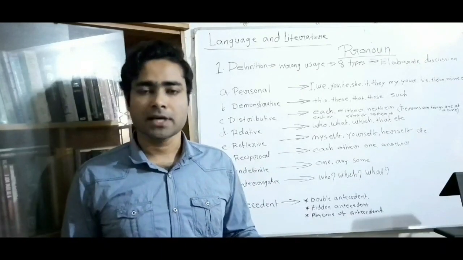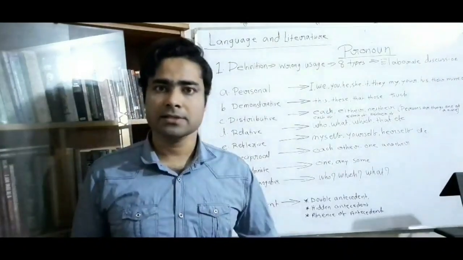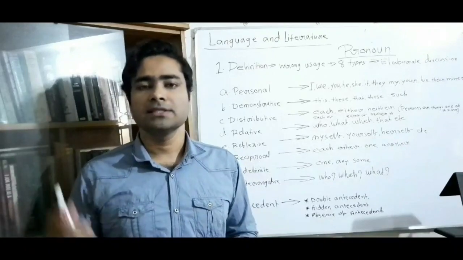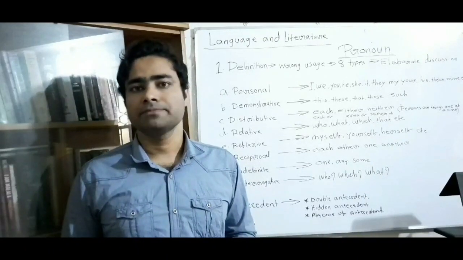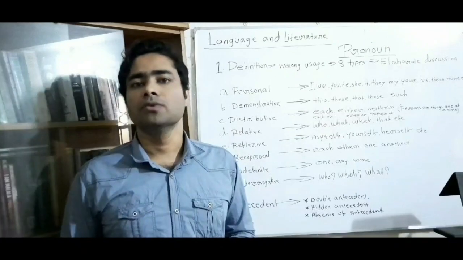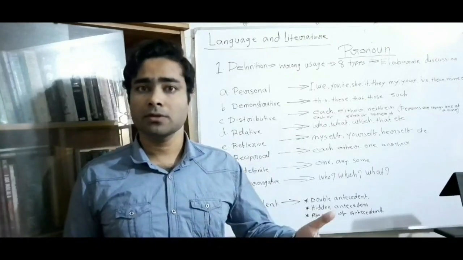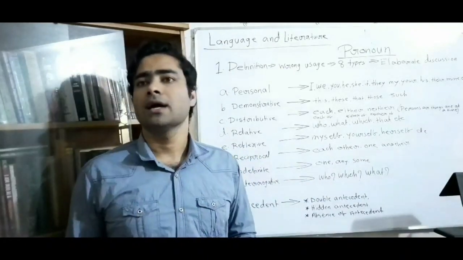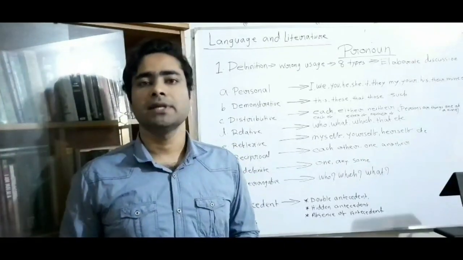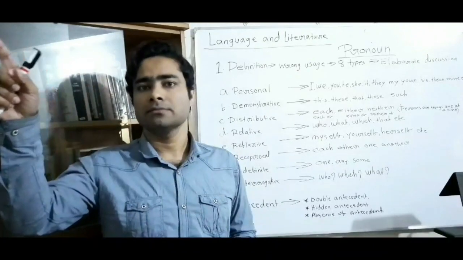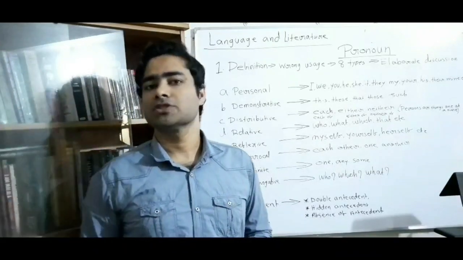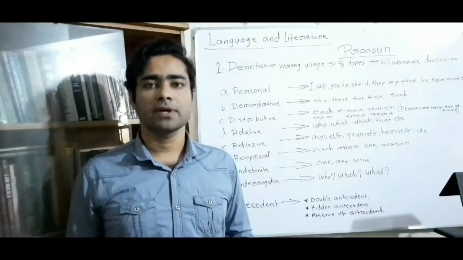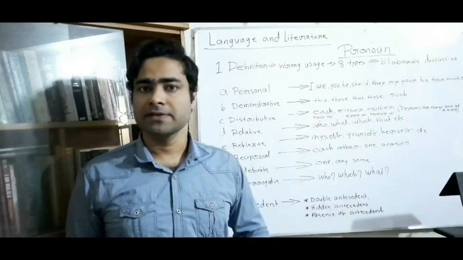When we want to refer to someone or something which is or are near us, we use this or these. For example, this is my marker, and these are my books. When we want to refer to someone or something which is or are far from us, we use that and those. That is my building. Those are their buildings. So these are demonstrative pronouns. So we use demonstrative pronouns when we want to refer to someone or something specifically.